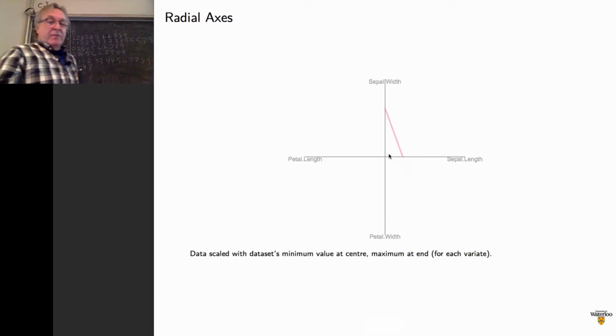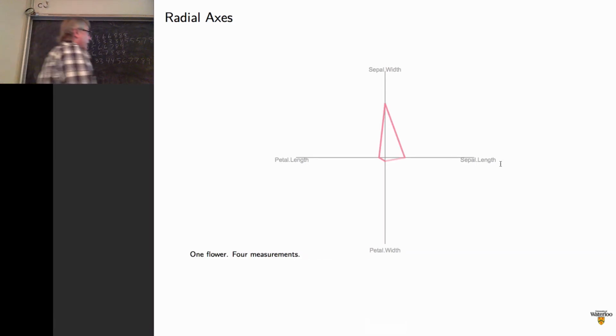So I imagine that I'm going to have the minimum value of my data set at the center, the maximum value out here. So this particular flower has that sepal width and that sepal length. So it becomes a line segment. Those are the 2 points. And if I have all 4 measurements, I've got some sort of shape. So that's one of the flowers. That's one data point. It's one of the setosas, actually.